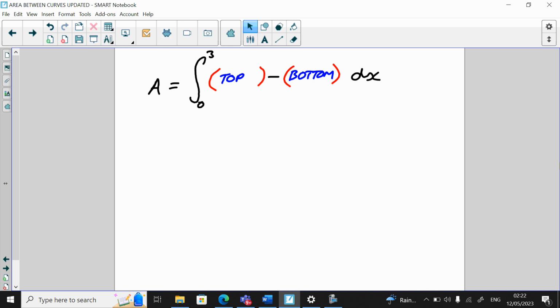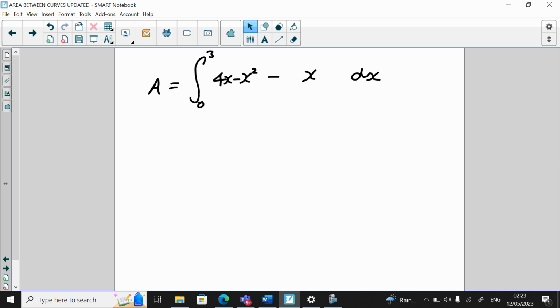So I put the limits 0 to 3 on my summation sign there. If you want to call it an integral sign, it's up to you. Top minus bottom. So the top minus bottom is 4x take away x squared. That was a parabola. Take away x, or take away y equals x. That was a line. So I'll get rid of the brackets here. That's fine.